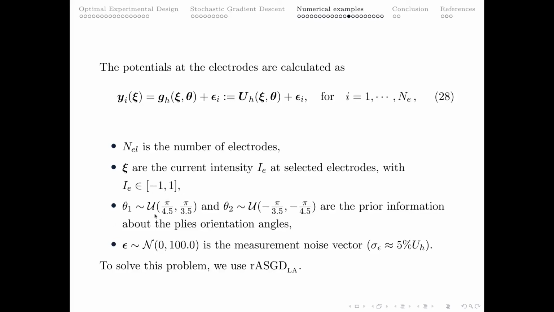We are assuming a uniform distribution for the parameters of interest, which are the angles of the plies of the composite laminate, and we have an observation noise of variance 100, which we chose to be around 5% of the currents that we measure. To solve this problem, we are focusing only on using the accelerated stochastic gradient descent with restart and the Laplace approximation, given that it is the method that performed better in the last experiments.